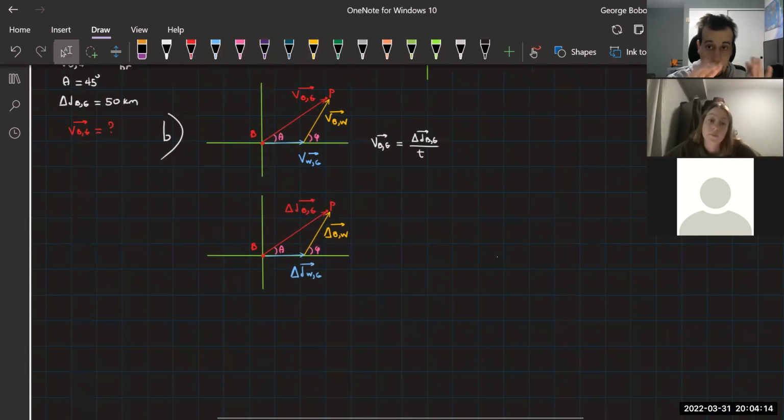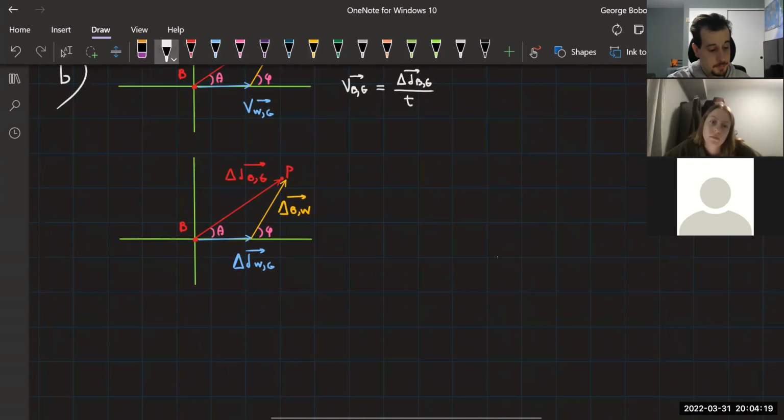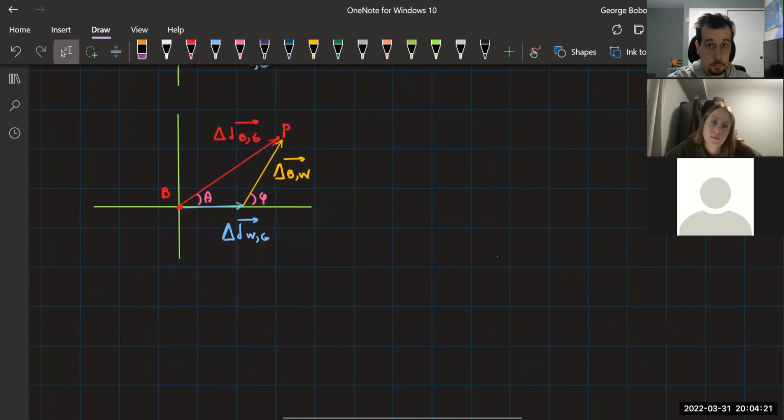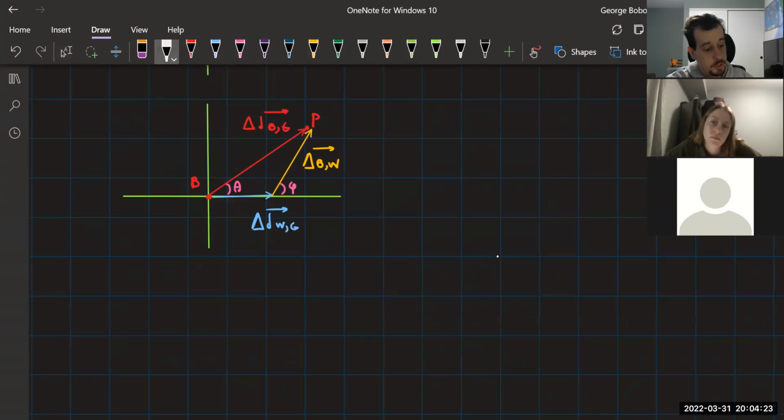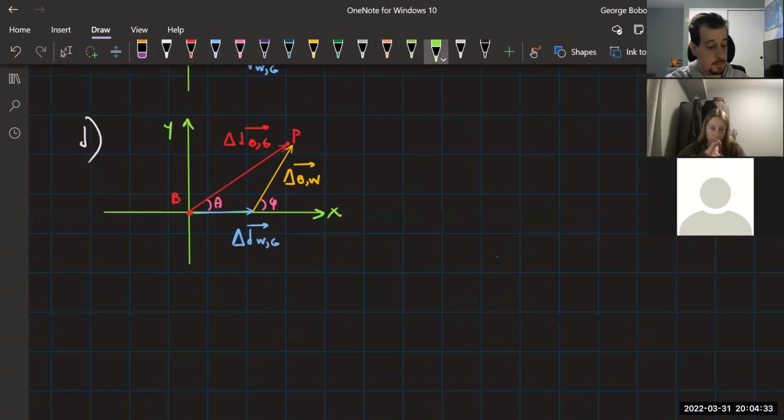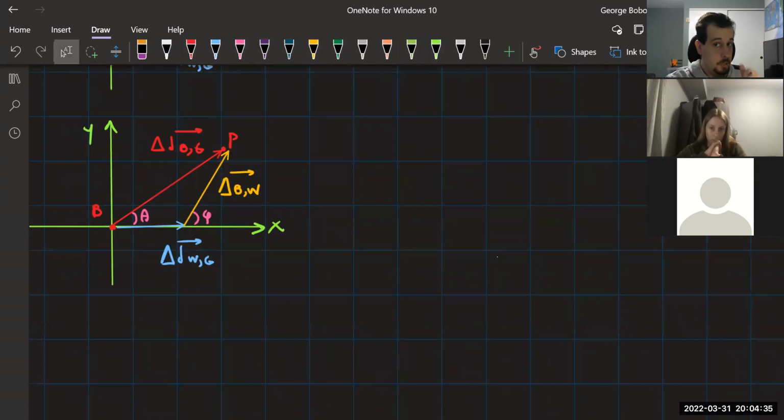Okay, so far so good. Now from here onwards, we're going to do a breakdown of these vectors. This is your y direction. This is your x direction for us right now. Okay, Jamie, you have more exposure to this. I want you to try and do it for me.